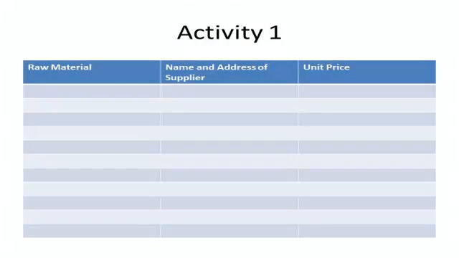Let's have your first activity for this module. List down the raw materials that you will need for your business. Opposite that column, write down the name and address of the supplier. In the last, put in the unit price.